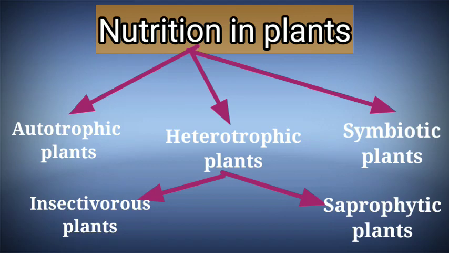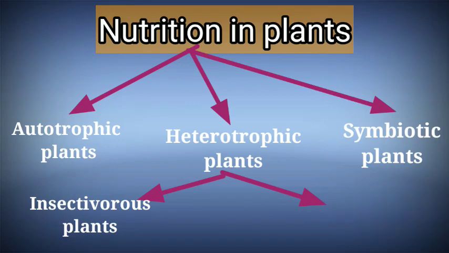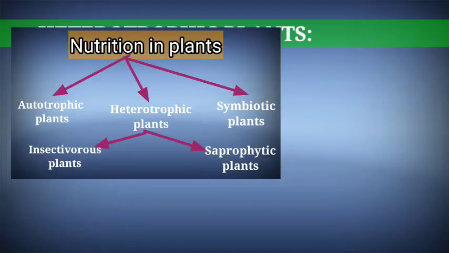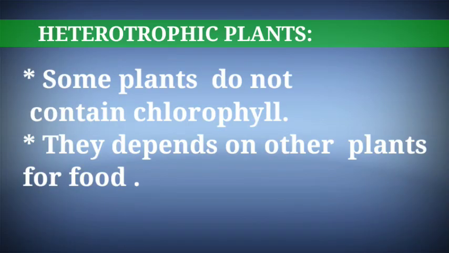In our last video, we have already studied autotrophic plants and the process of photosynthesis. Now, let's discuss in detail about remaining types of nutrition in plants. First one, heterotrophic plants. As name suggests, heterotrophic plants cannot prepare their own food because they do not have chlorophyll. So, they depend upon other plants for the food.